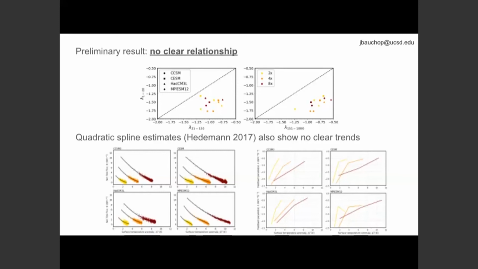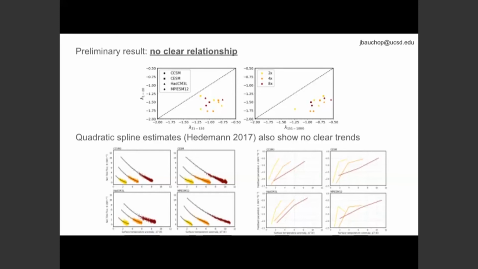If the strength of the pattern effect depended on forcing level, for example, if it got stronger, we would expect all the yellow markers to be closer to the one-to-one line than the dark red markers. But in fact, they're all kind of mixed up, and different models exhibit different behaviors.